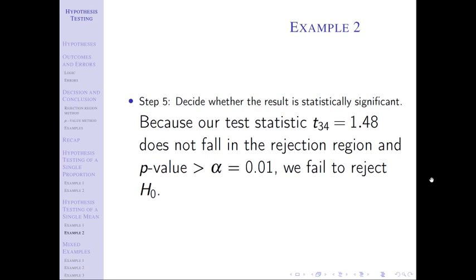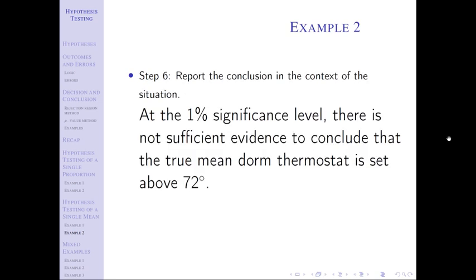And because we have failed to reject the null, that means that we cannot conclude the alternative. And so at the 1% significance level, there is not sufficient evidence to conclude that the true mean dorm thermostat is set above 72. Population word: true. What metric did we use? It was a mean. What's the context of the problem? Dorm thermostat. So right-tailed test, so above, greater than, whichever word you want to use, 72 degrees.